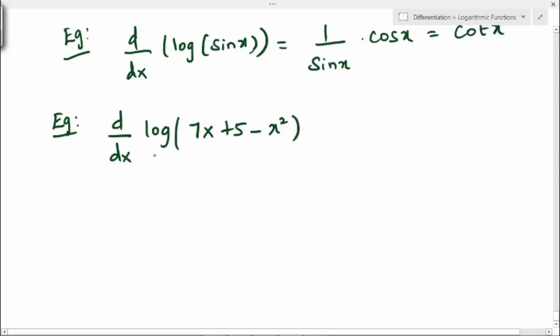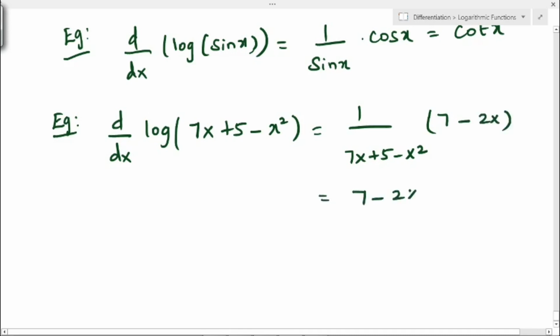Next example, log of 7x plus 5 minus x square. The differential of log x is 1 by x. So 1 by 7x plus 5 minus x square into, now we have to differentiate this expression 7x plus 5 minus x square. The first term 7x differentiation is 7, x differentiation is 1, plus 5, that is a constant, 0, minus x square differentiation is 2x. So the answer is 7 minus 2x divided by 7x plus 5 minus x square.